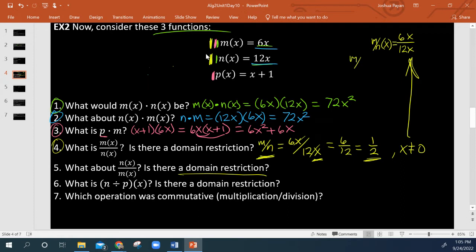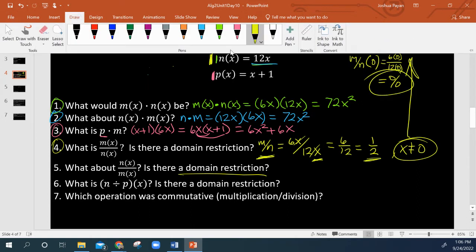Well, let's say I did m over n of 0, right? Well, that would be 6 times 0 over 12 times 0, right? We end up with 0 divided by 0, which is undefinable, right? It's nothing divided by nothing. Okay, so we would have to say, as a domain restriction, that in our domain, x cannot be equal to 0 for this reason right here. Okay, we end up dividing by 0.